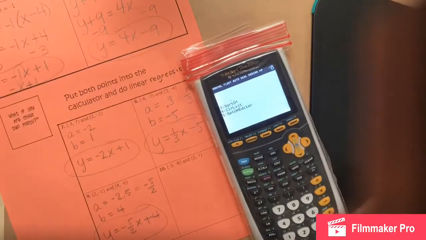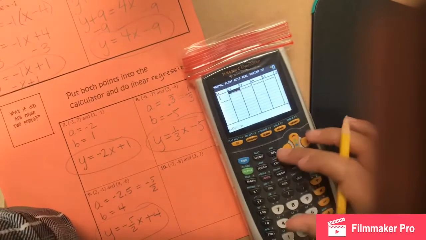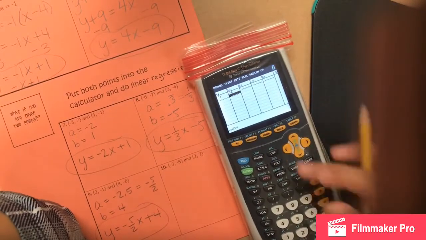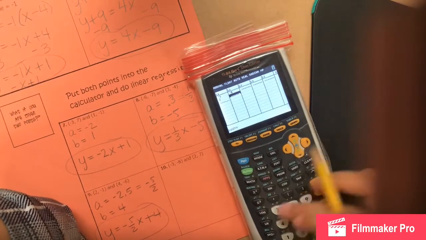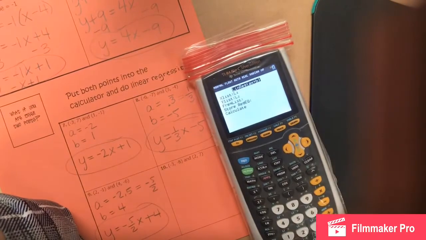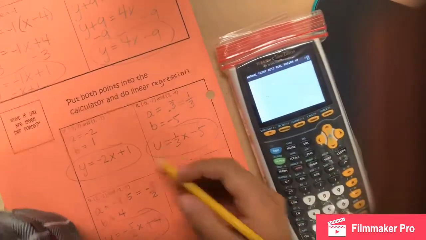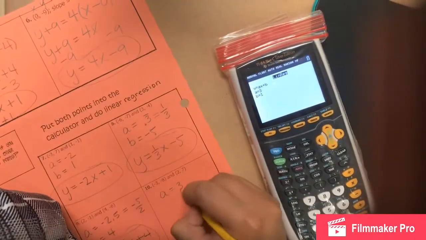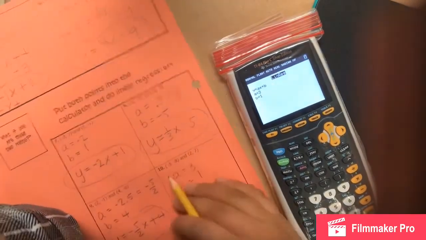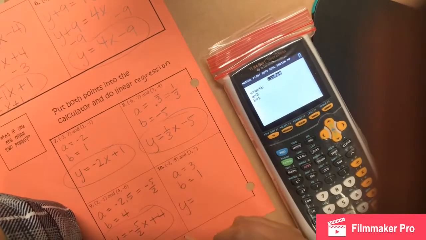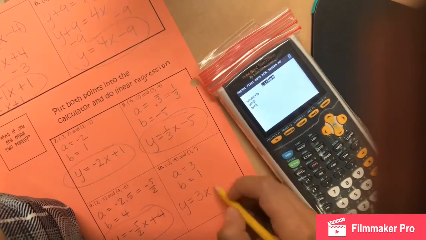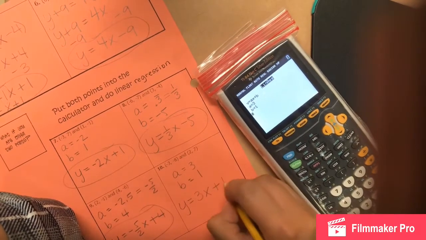Okay, last but not least, delete, delete, delete, delete. -3, then to the right, -8, 2 on the left, 7 on the right. Then I go to stat, over to calc, number 4, enter, enter, enter, enter. My slope is +3, my y-intercept is 1. Since there is no decimal, I do not have to convert, so I simply write my formula. Y equals my slope, 3x, and my y-intercept is +1, so we write +1.